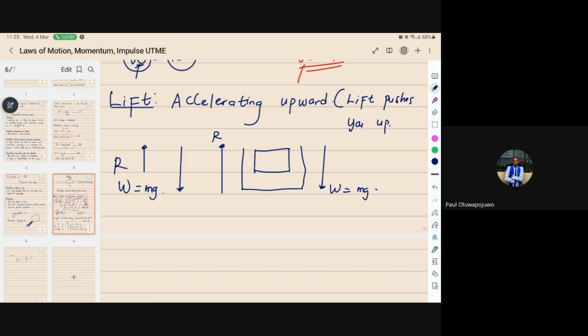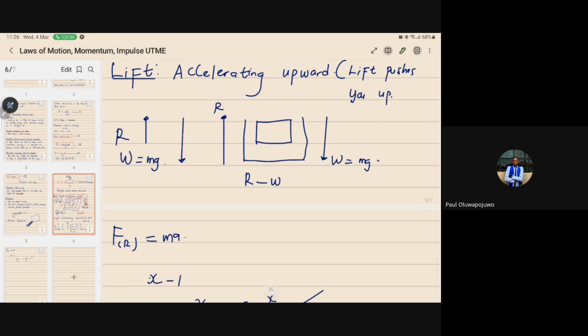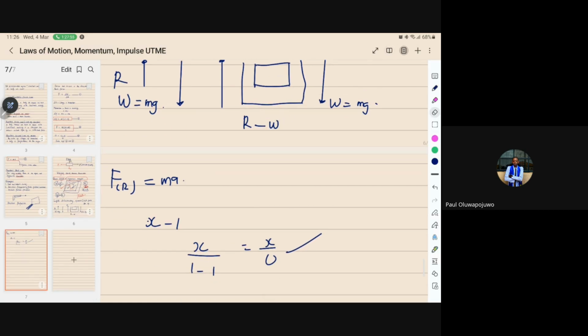Yeah, that's R minus W. Good. R minus W, because it's going to go in the direction of the force. So that means your resultant force is going to be what? R minus W. Right? And that W is what? Mg. Remember that your resultant force, F, from our Newton's second law, is equal to ma.